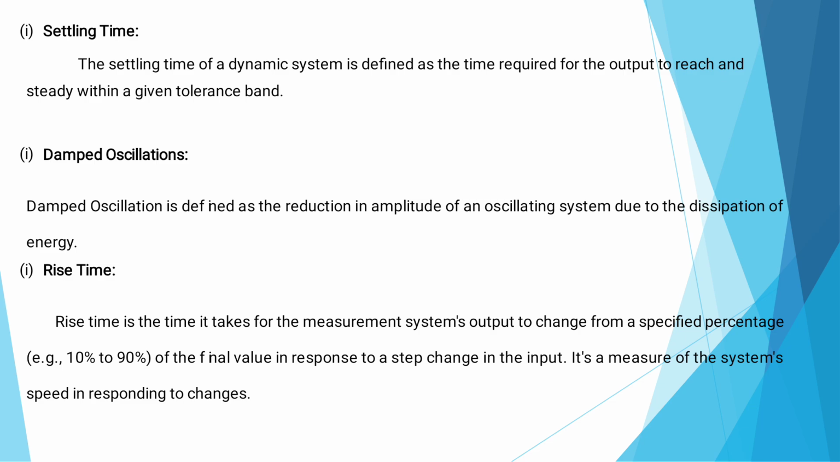And in the case of damped oscillations, it refers to the gradual reduction in the amplitude of oscillations when there is energy loss. When the system oscillates after a sudden input, the oscillation slowly decreases and finally stops. This reduction is caused by damping. Proper damping is necessary in biomedical sensors to avoid continuous oscillations and unstable readings.